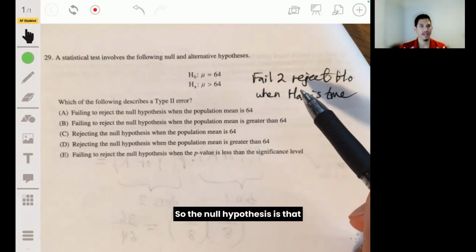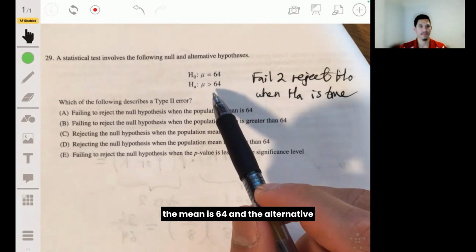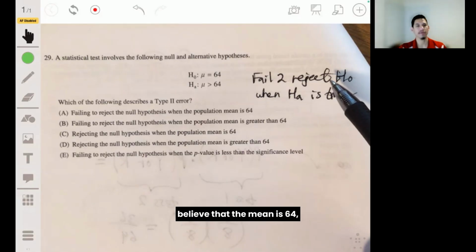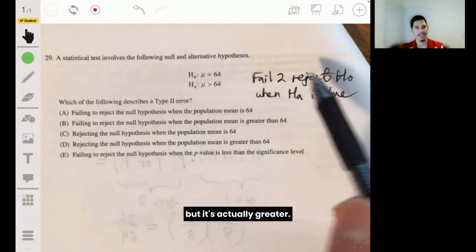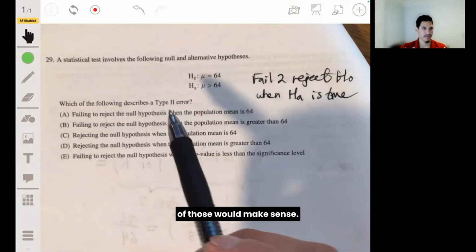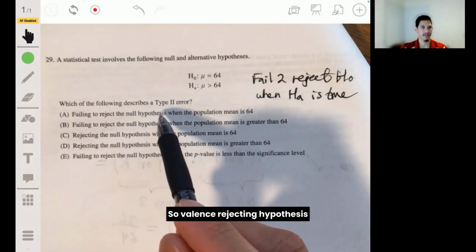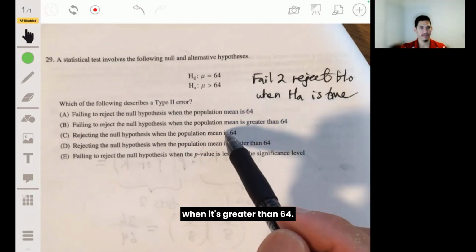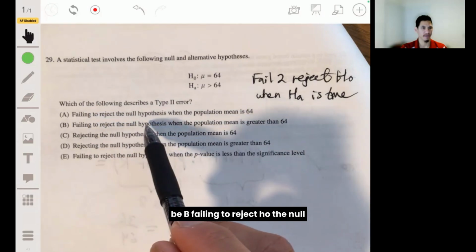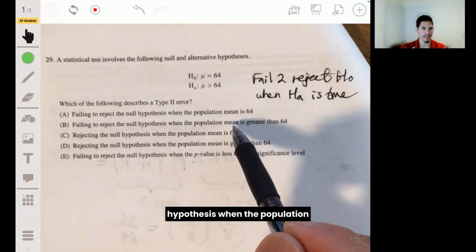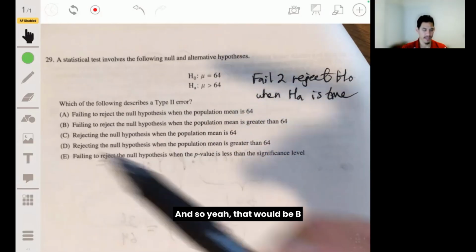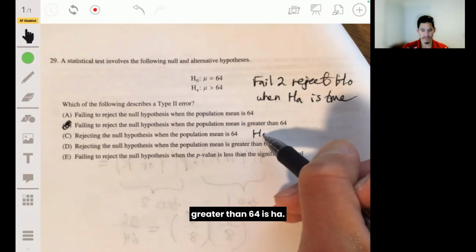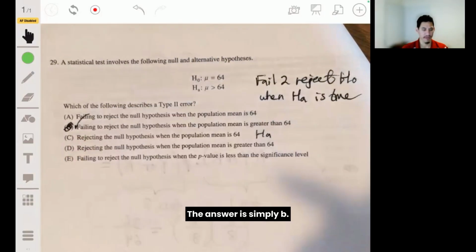So the null hypothesis is that the mean is 64, and the alternative is that it's more than 64. So that means that we basically believe that the mean is 64 when it's actually greater. So let's see which of those would make sense. Failing to reject the null hypothesis when the population mean is 64. No, it wouldn't be A. It would be when it's greater than 64. So it looks like it's going to be B. Failing to reject H0, the null hypothesis, when the population mean is greater than 64. And so yeah, that would be B. Population mean being greater than 64 is HA. The answer is simply B.